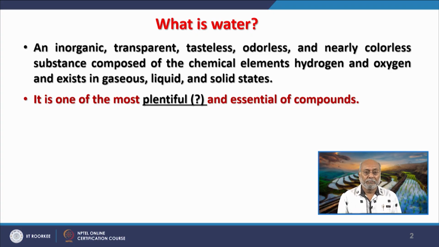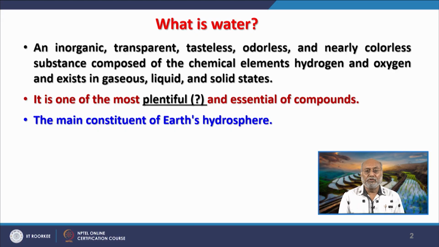Now, this is one of the most plentiful and essential compounds of life, or an essential part of life. Why am I putting this word plentiful with a question mark? Because though nature has given us about 70% water on the earth, the water we can use, that means fresh water for drinking and irrigation, is getting limited because of population, over-exploitation and other things. So, in this course we will also be discussing why it is not truly plentiful, the usable water. And the main constituent of earth's hydrosphere is water.